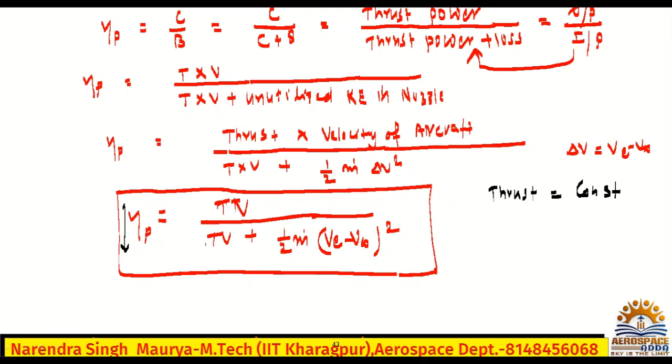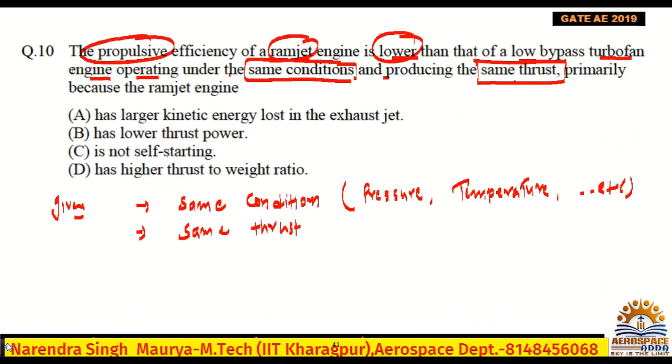Now you tell me, if this eta P is decreasing, then what is the reason for the decrease? That reason is this unutilized kinetic energy. Yes or no? Because thrust is constant. In fact, velocity will also be constant because they have said same condition. So now from here you can get the correct answer. That's the reason I explained propulsive efficiency first, because if I directly say this is the correct answer, you may not be able to understand. In that way you can understand what thermal efficiency is, that formula you can remember, and what propulsive efficiency is, that formula also you can remember.